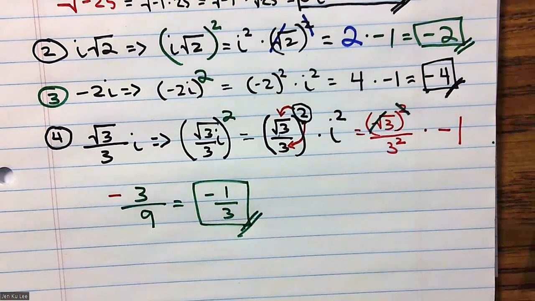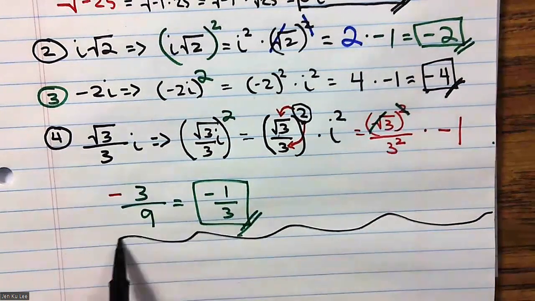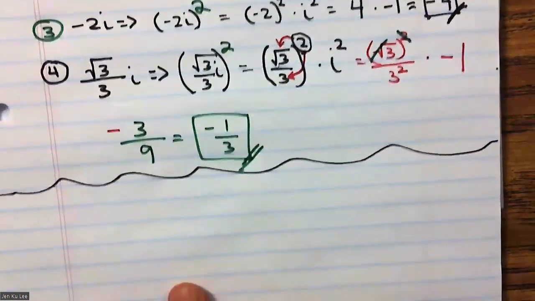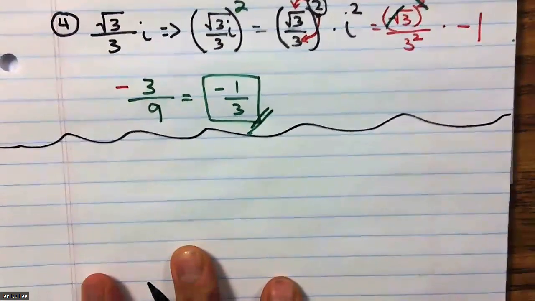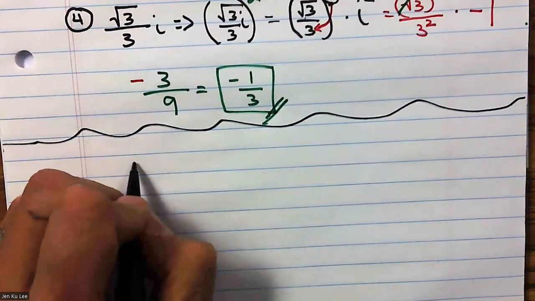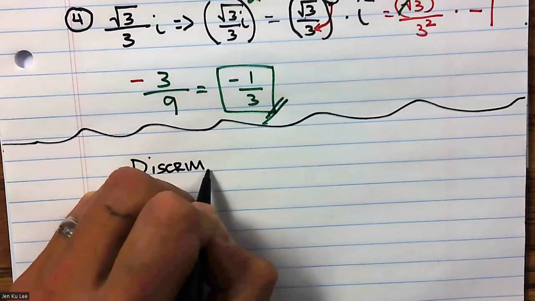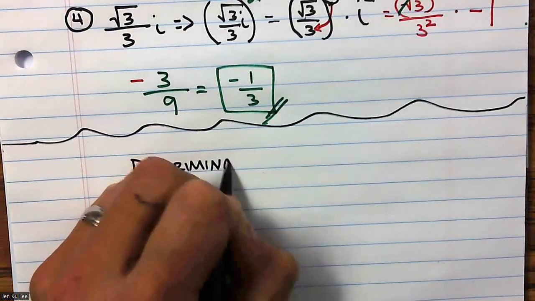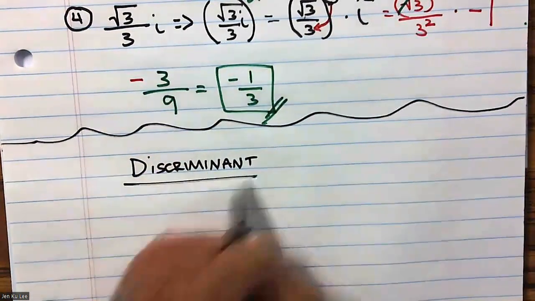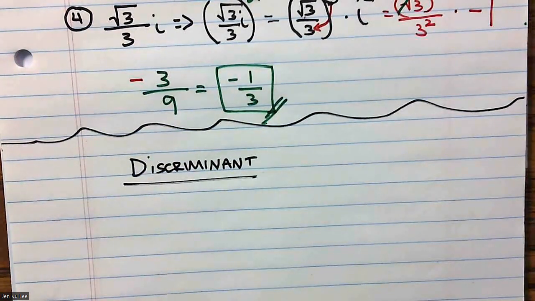No? All right. The last little idea that I want to cover is the discriminant. What is a discriminant? Hint? Do you guys need a hint or does anyone know?